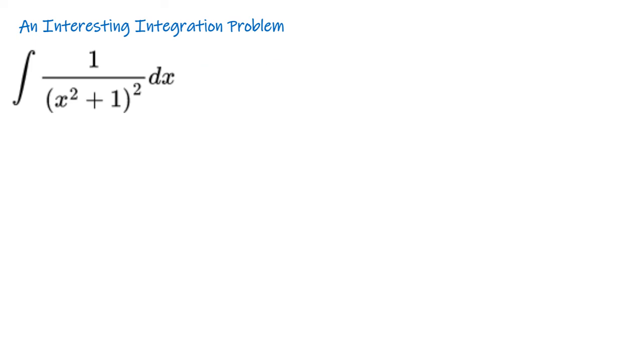The way we can look at this is, what if we were to add in 0? So if we have (x squared plus 1) squared, let's say we add in 0, but we do that with x squared: plus x squared minus x squared. Okay, so what does that do?